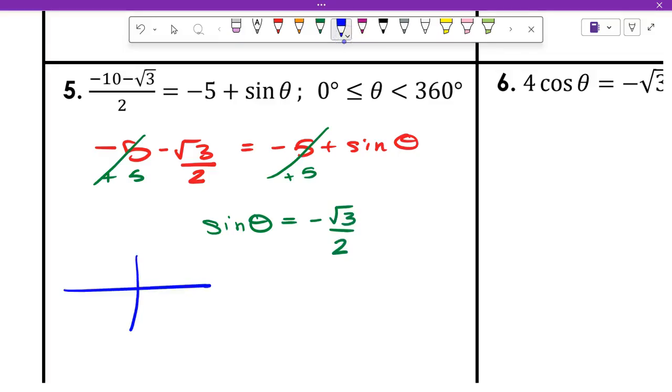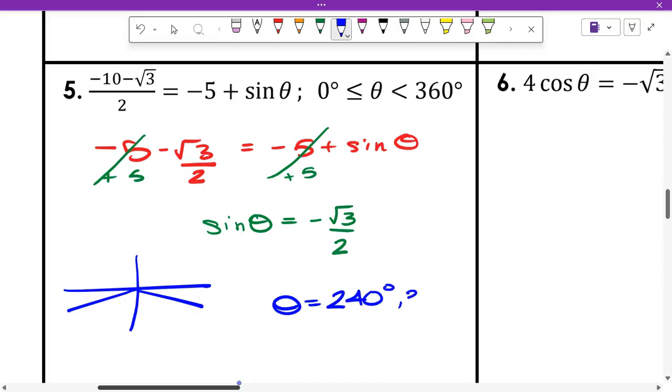So if I'm looking at my unit circle, sine is my y value. It's going to be negative over here in quadrant 3 and quadrant 4. Sine being negative square root 3 over 2 happens at 240 degrees and 300 degrees. So I have theta is equal to 240 degrees and 300 degrees.